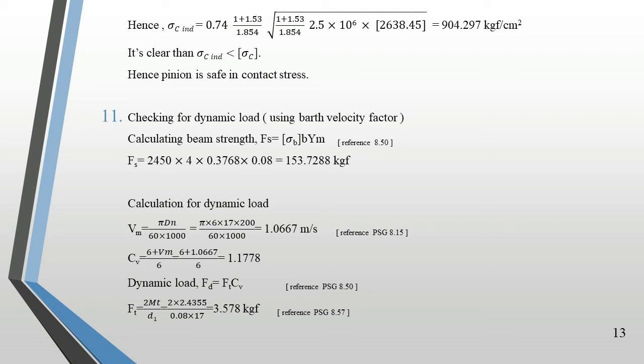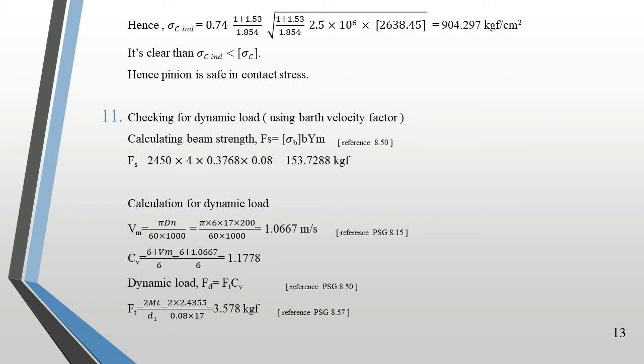Checking for dynamic load using Barth velocity factor. Calculating beam strength, Fs is equal to design bending stress into b into Y into m, which is from PSG 8.50. Now Fs is equal to 2450 into 4 into 0.3768 into 0.08, that is equal to 153.7288 kgf.